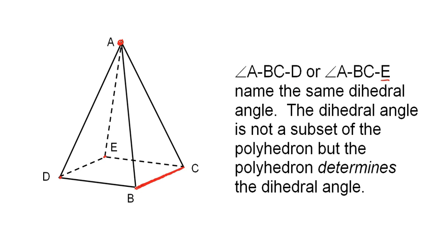You have to have one point in this plane, you're using A, and you need to have one point in this bottom plane. You can use D or you can use E. Now, just as we did with 2 dimensions, you need to remember that the angle is not a subset of the polyhedron. The angle is not part of the polyhedron, but the polyhedron determines a dihedral angle. Okay, so let's look at some polyhedra.